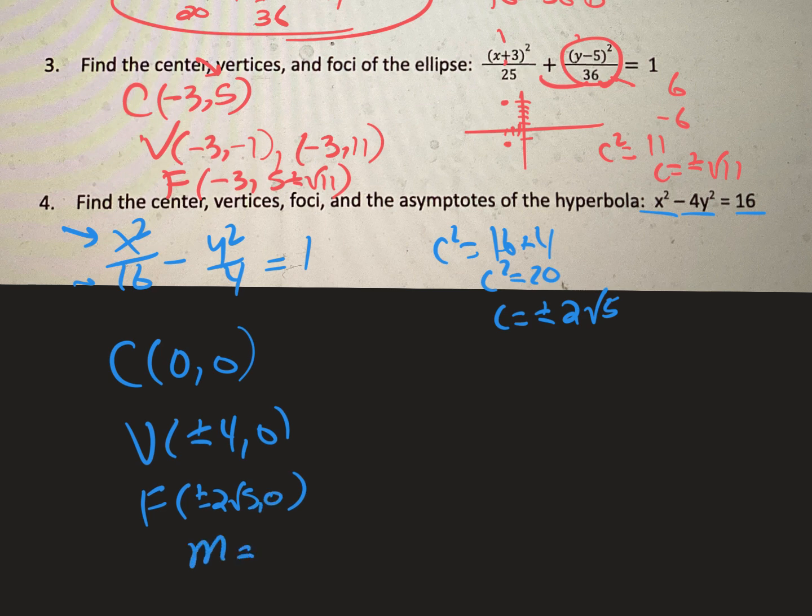And all I want is the slopes of the asymptotes. And for the slopes of the asymptotes, you take the square root of what's under the y, which is 2, over the square root of what's under the x, which is 4. Reduce that if you can, 1/2.